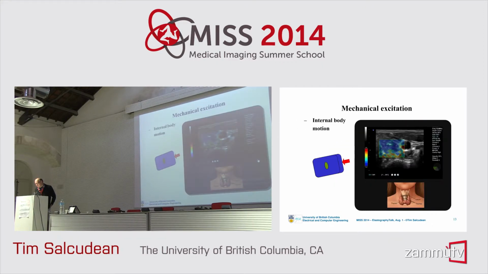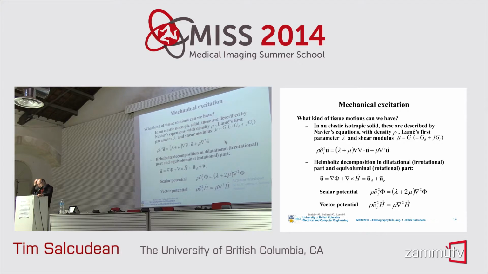Here's an example of how you see the strain as a result of the natural body excitation. We image here a region which is fairly close to the carotid, and you can see the flashes that very neatly are in concert with the heart rate. So internal body motion can also be used for the excitation. I don't have much explicit material, but I have some here. So let's look at what kind of tissue motions we can have in tissue.